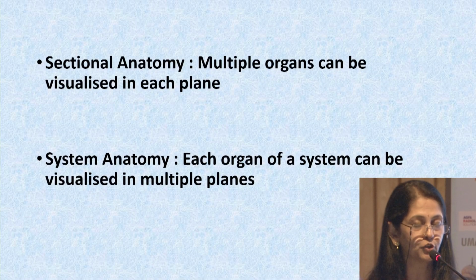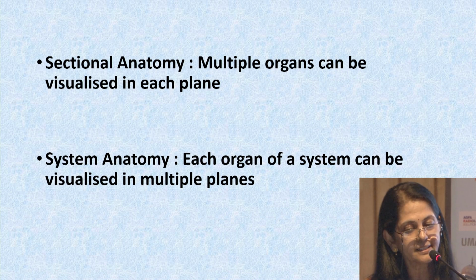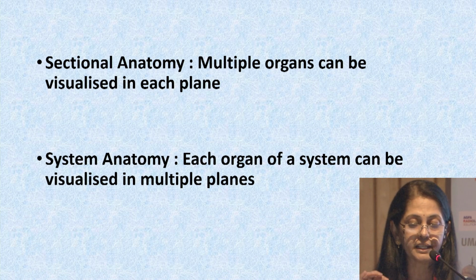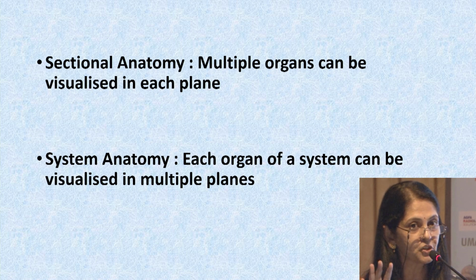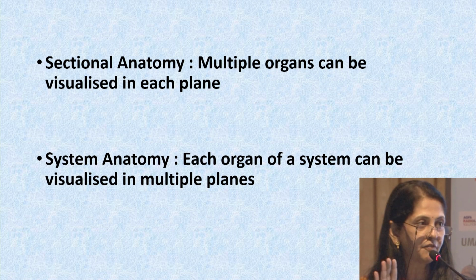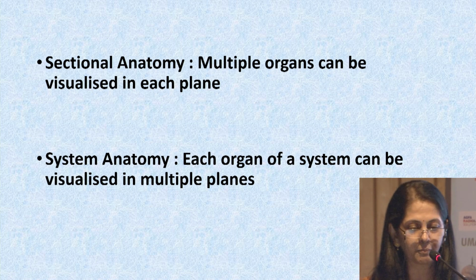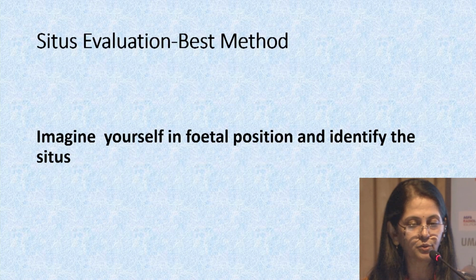So let's go to the normal anatomy of the fetal abdomen and the pelvis. When we say anything about anatomy, basically there are two concepts. That is sectional anatomy, that means multiple organs are visualized in one section, and we should know the relations of the various organs in that section. And then second is the system anatomy, in which we should know that each organ of the system can be visualized in different planes, and it will look different in the different planes. So that we need to understand.